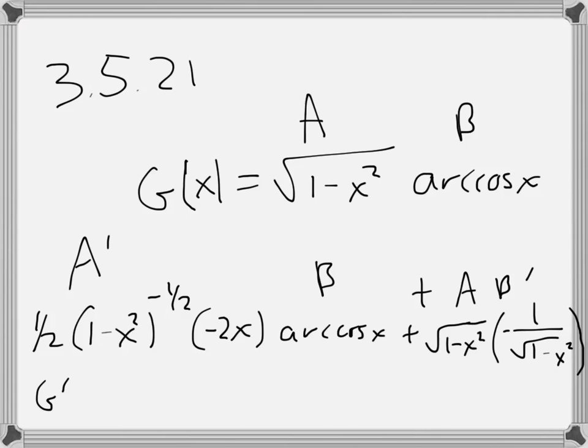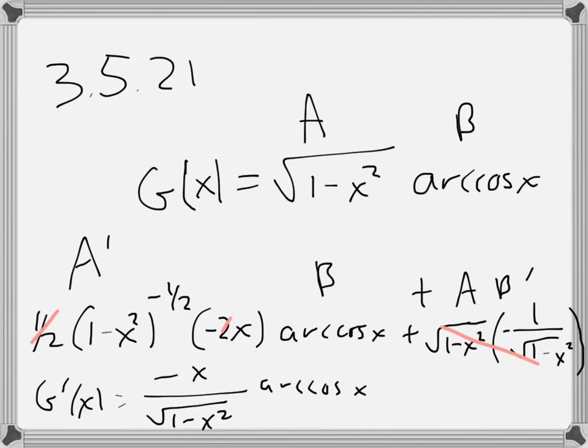So g prime of x here, I can simplify first: the half and the 2 can cancel over here, and then those will cancel in the second term. So I've got minus x over the square root of 1 minus x squared times arc cosine x, minus 1. So there's not really any more simplification to do in this problem. So that answer is fine. Right there.